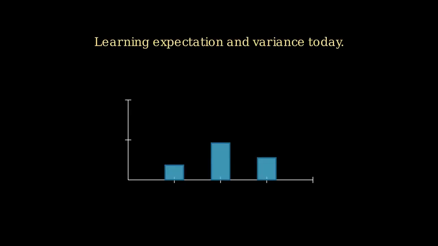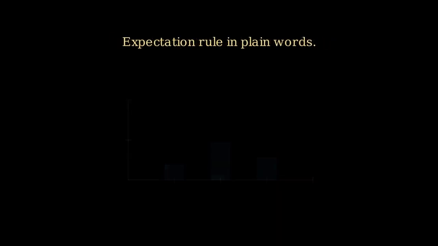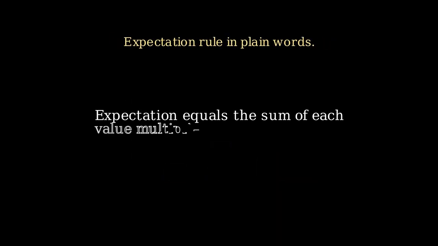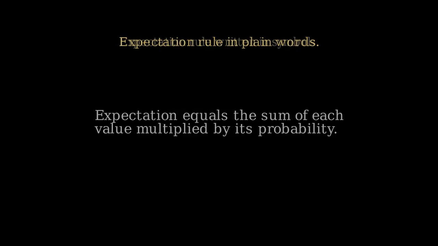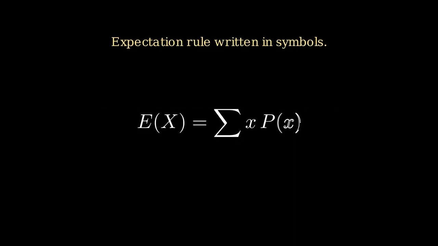Today we are learning about discrete random variables and how to find their expectation and their variance. First, let's state the rule for expectation in plain words. The expectation of a discrete random variable equals the sum of each value multiplied by its probability. Now let's write that rule in symbols. Expectation of x equals sum of x times probability of x.